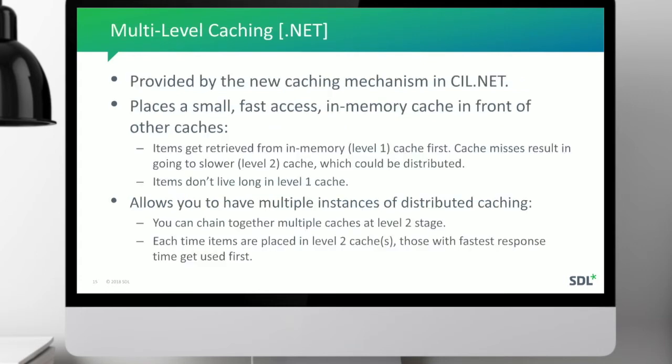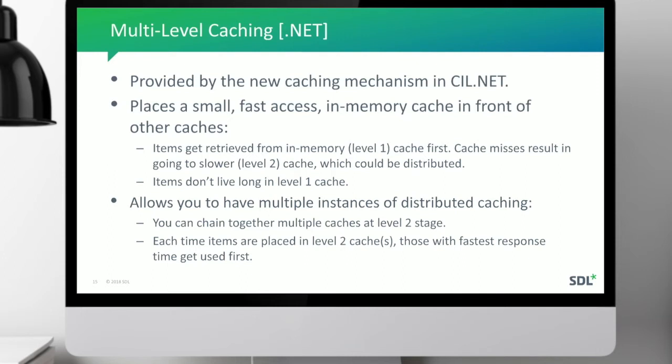Okay, so multi-level caching, a lot of caching going on here. But the idea of this is, again, just another improvement. It's great to have distributed caching, it's great to have in-memory caching, but sometimes it's a bit of a pain to work out what bits should go where. So the idea is it's basically chaining caches together.